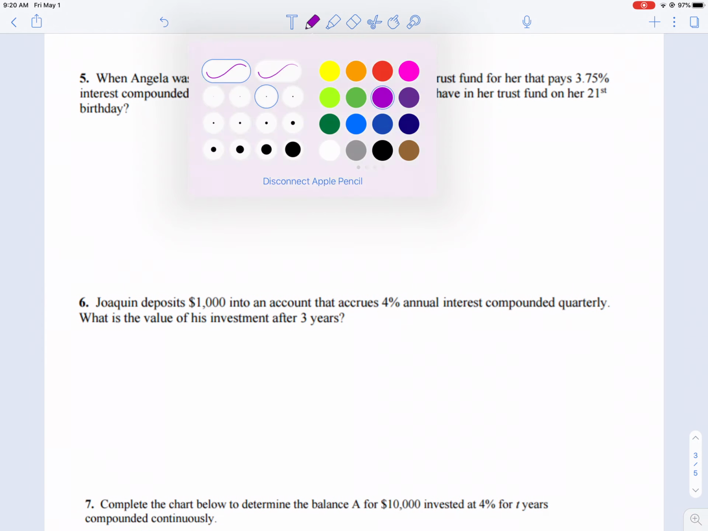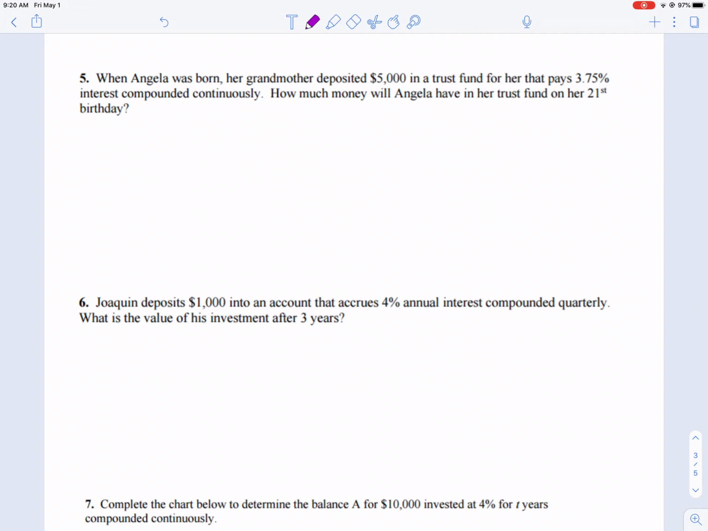In this next one, Angela is being born. When she's born, her grandmother deposits $5,000 in her trust fund that's earning 3.75% interest compounded continuously. Key word. What formula are you going to use immediately when you see continuously? PERT, A equals Pe^(rt). How much money will Angela have after her 21st birthday?